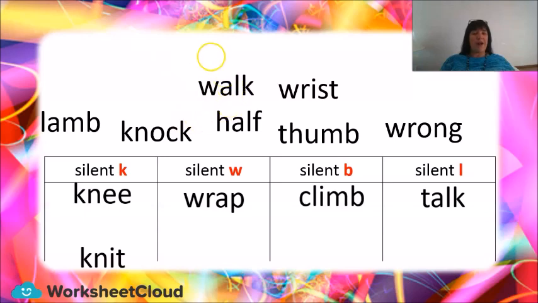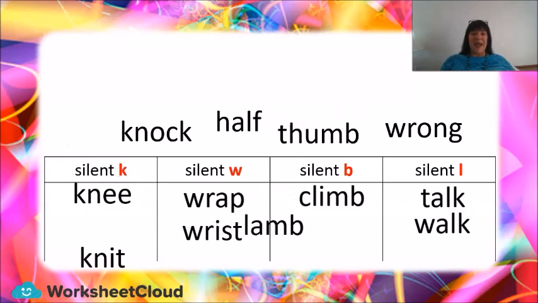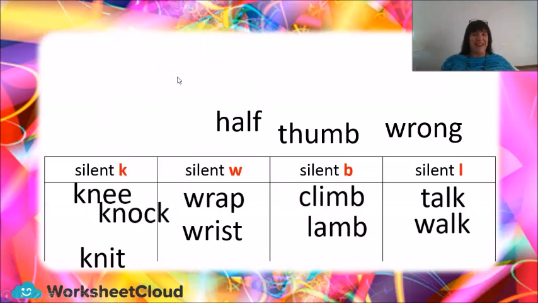Walk. Walk and talk. Rhyme. It has the silent L. Very good. Wrist. I hurt my wrist. Which is the silent letter? Yes, the W. Very good. Lamb. Silent B at the end. Knock. Which one's the silent one? Yes, it's the first K. Knock. Half. It's the L. Very good.